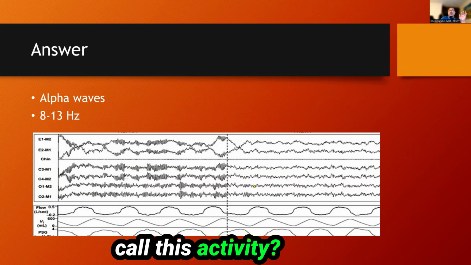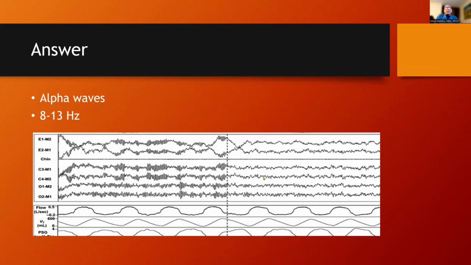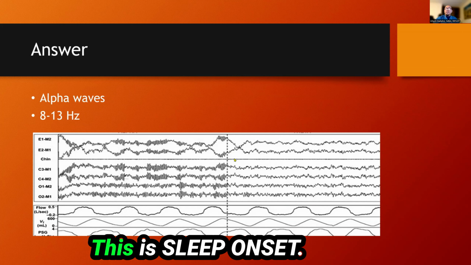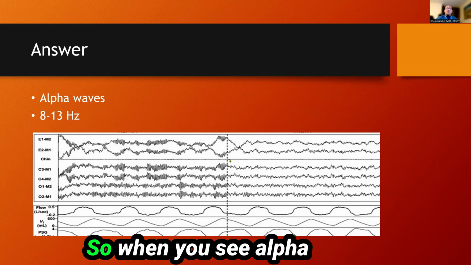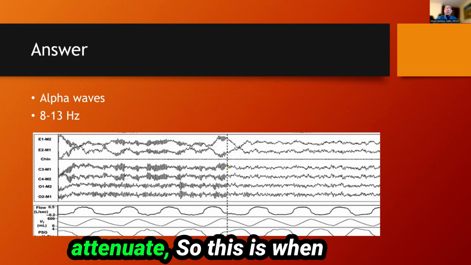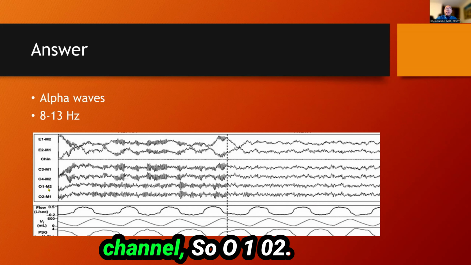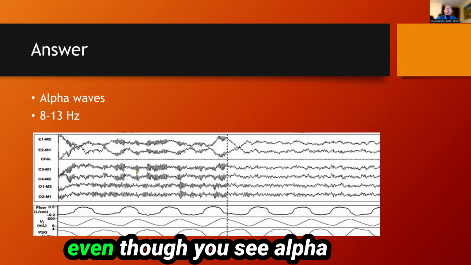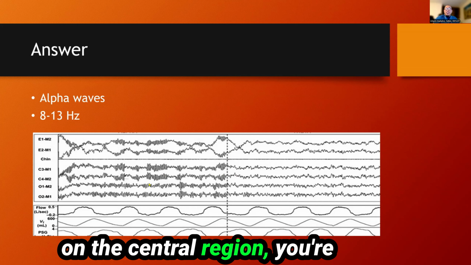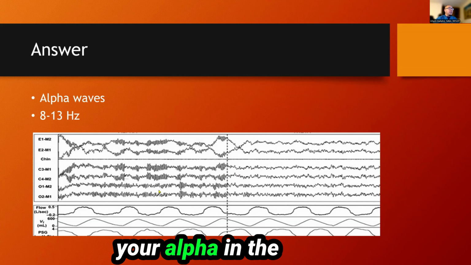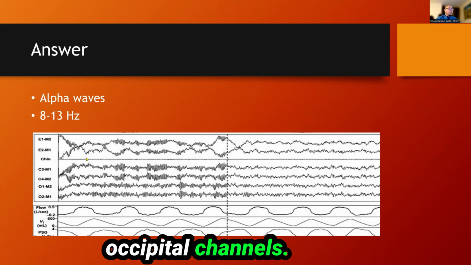So what do you call this activity past the alpha? Is it sleep onset? Yes. Correct. This is sleep onset. Very good. So when you see alpha attenuate, when you look at alpha, you're also looking at the occipital channel. So O1, O2. Even though you see alpha on the central region, you're not going to base your alpha from the central region. You're going to base your alpha in the occipital channels.